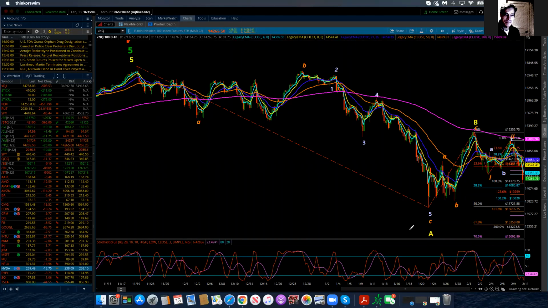Good evening. This is the Elliott wave update for the NASDAQ 100 for Sunday, February the 13th, 2022. Friday was an interesting day again. It was a good trading day.